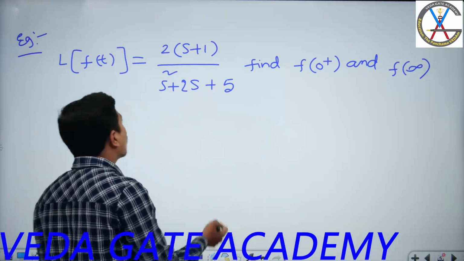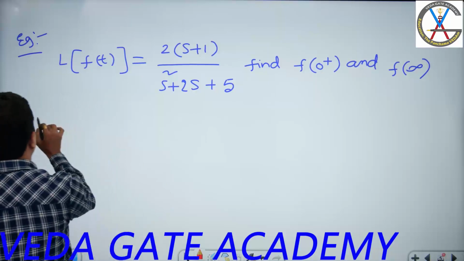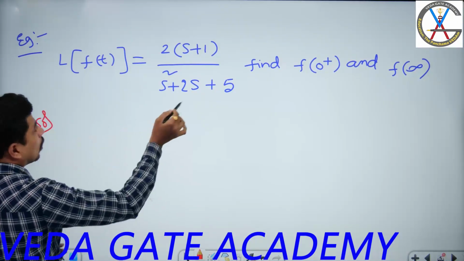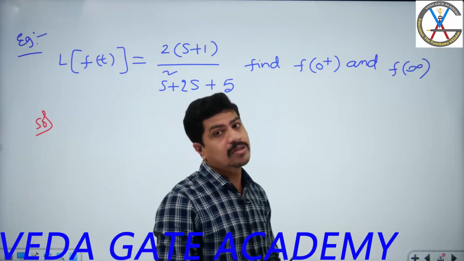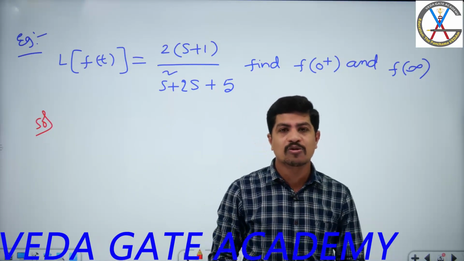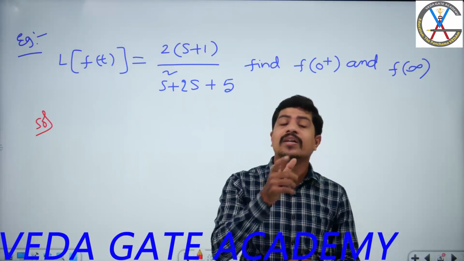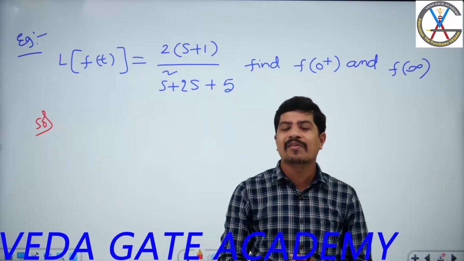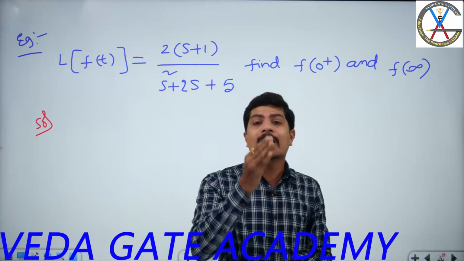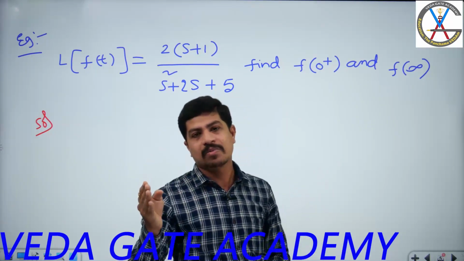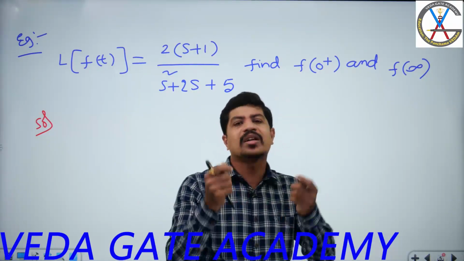So come on, how to find it? Solve it please, very simple. First of all, look at it. What are the limitations of application of initial and final value theorems in the S domain? The final value theorem is not applicable if the denominator of the given function has any poles on the imaginary axis or any real part in the right half of the S plane. I should not say poles, the roots of the denominator equation.